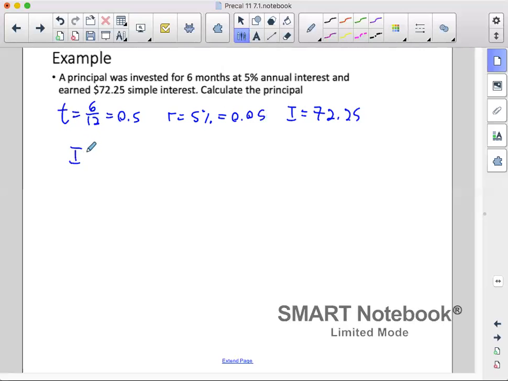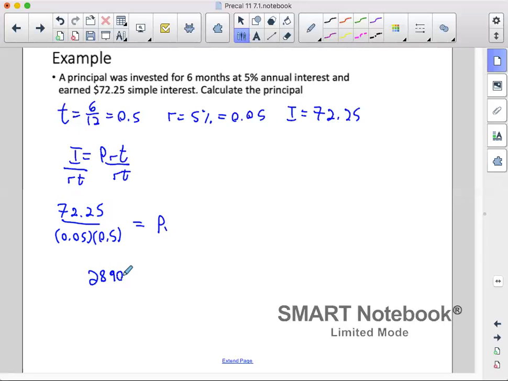So we'll take our formula, I equals PRT, and we rearrange to get our P on its own. To do that, we divide both sides by R times T. So we have our I value of 72.25 divided by our interest rate of 0.05 times our time of 0.5 to give us our principal. That's going to give us a principal of $2,890 is equal to P.